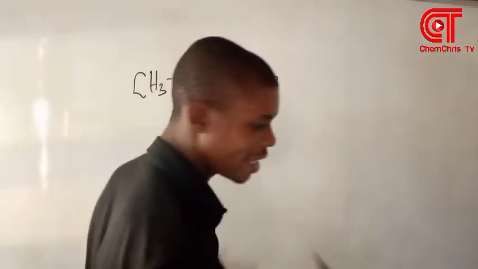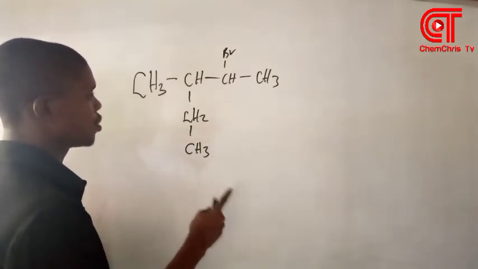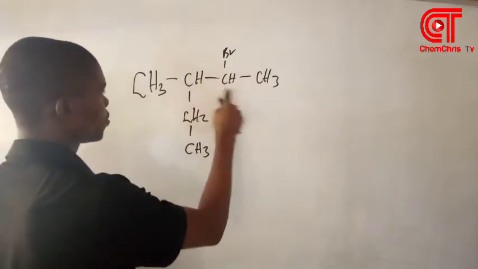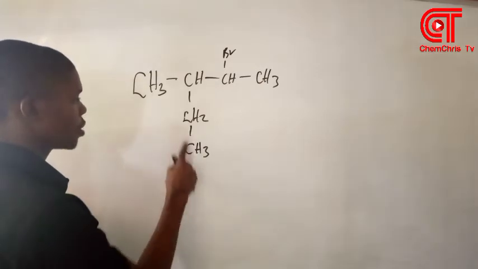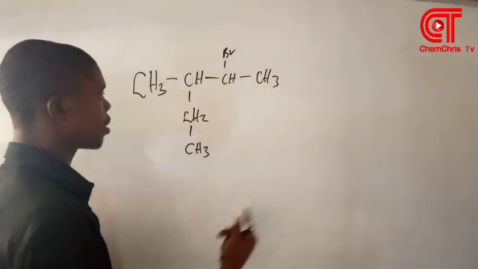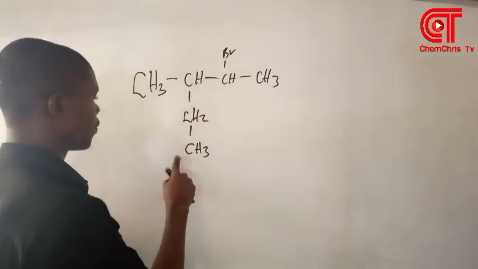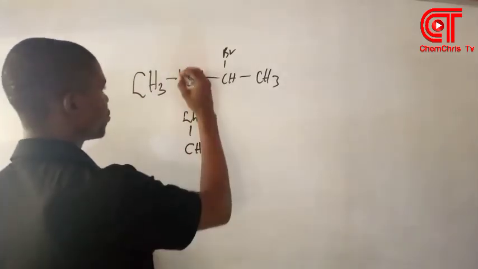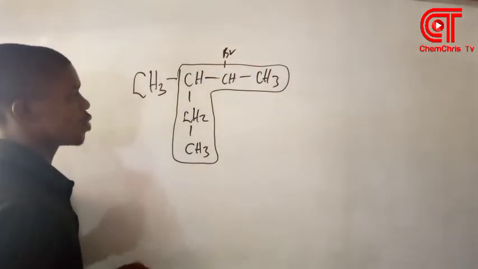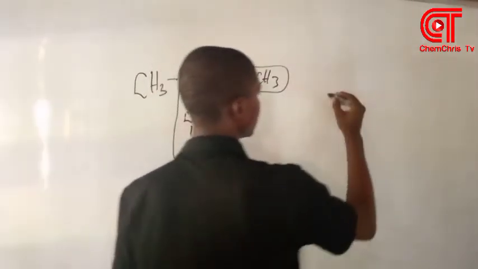Now let's look at it very well. So what do we do first? Take the longest continuous carbon chain, right? 1, 2, 3, 4. 1, 2, 3, 4, 5. 1, 2, 3, 4. So 1, 2, 3, 4, 5 is my longest continuous carbon chain because it contains more carbon. If I come from here, 1, 2, 3, 4. So from here to here is my parent chain, which is 1, 2, 3, 4, 5. The fifth member of the alkane is pentane.